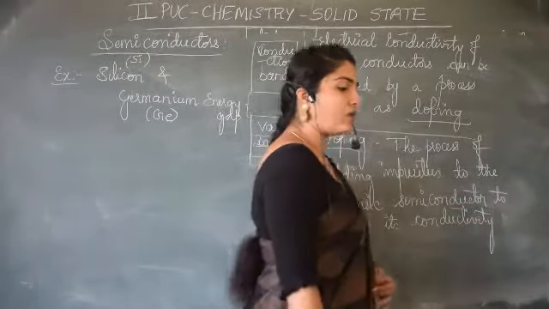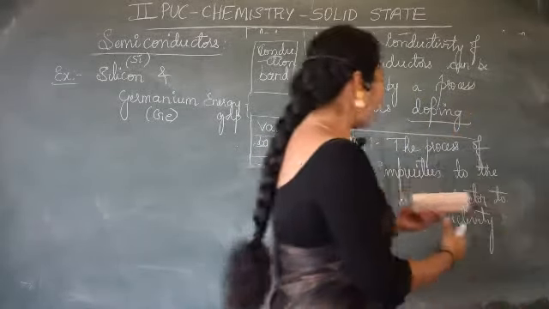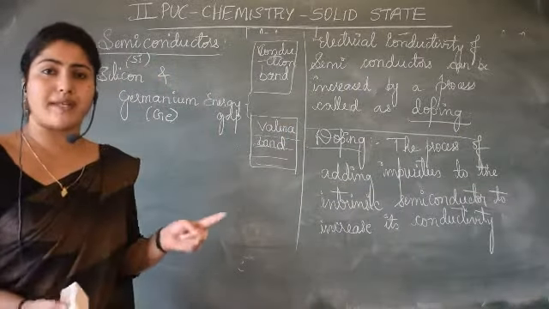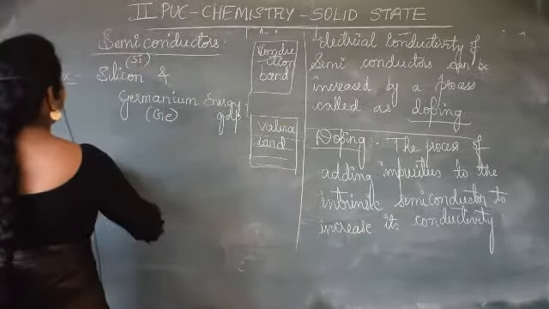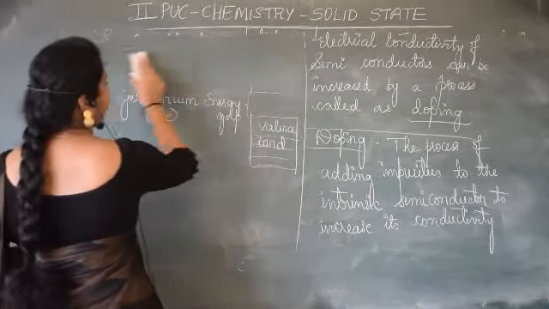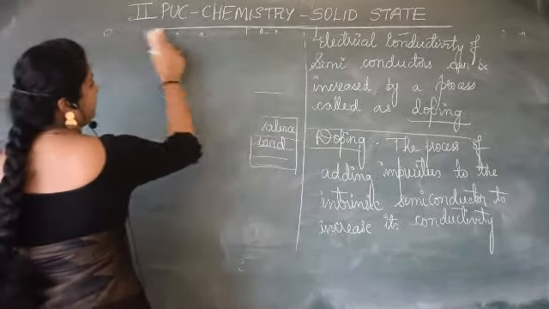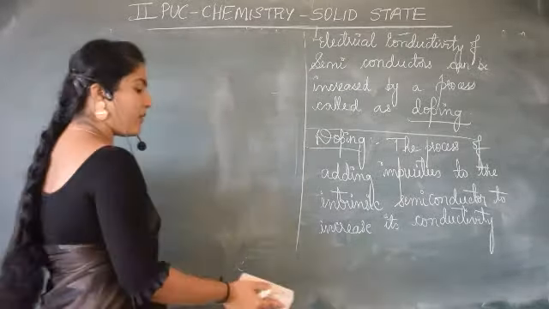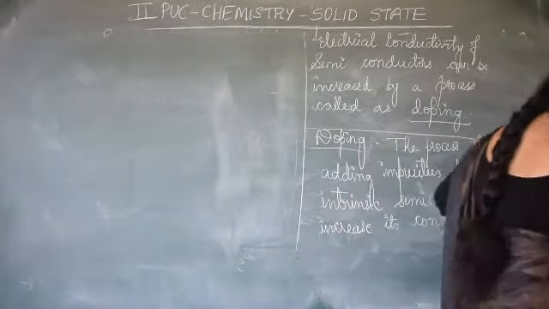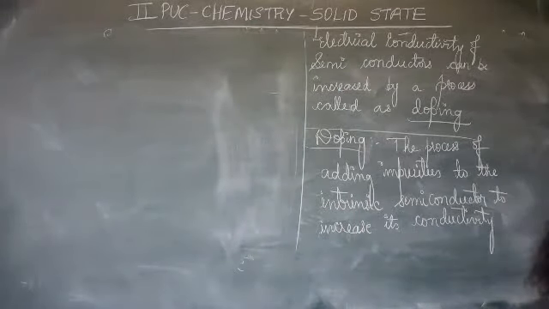Now let us see how the doping is done. There are two ways of doping. One is using electron rich impurities, the other one is using electron deficient impurities. We'll see how the doping is done using electron rich impurities.